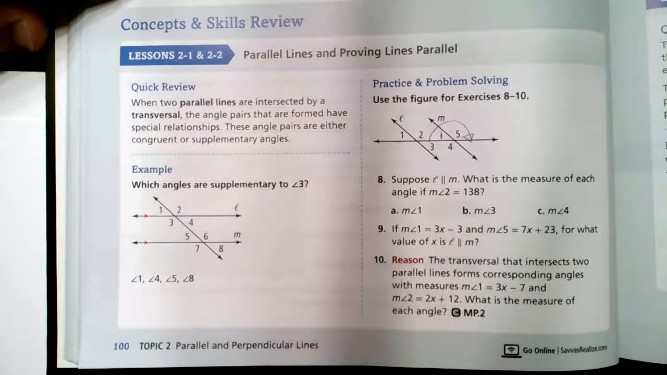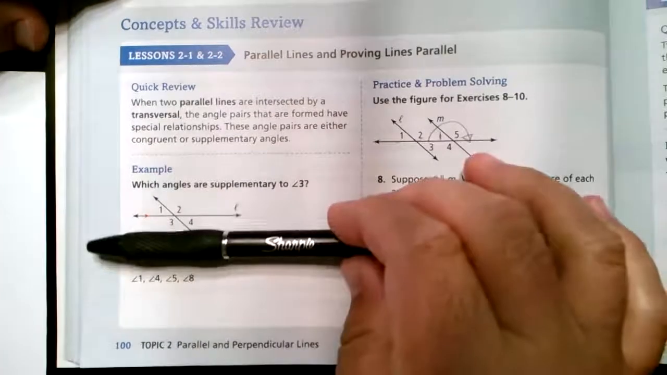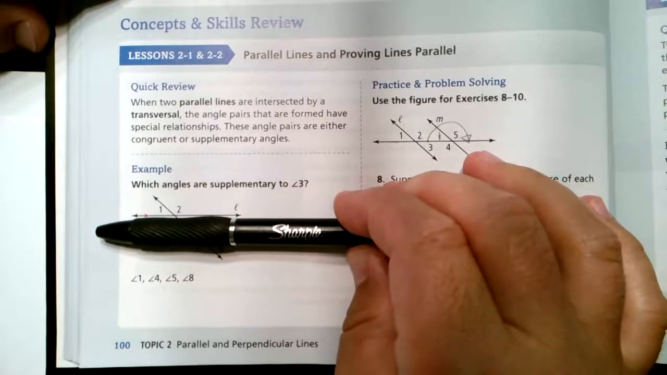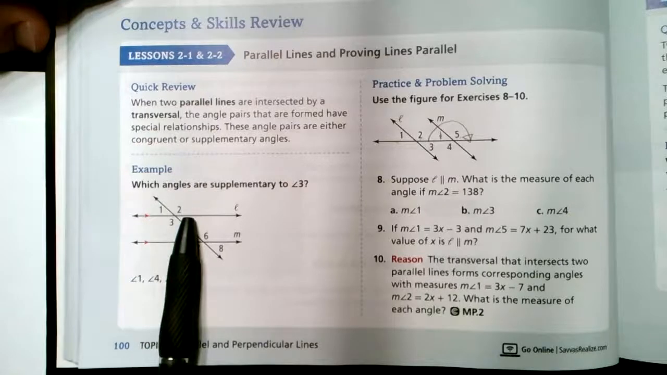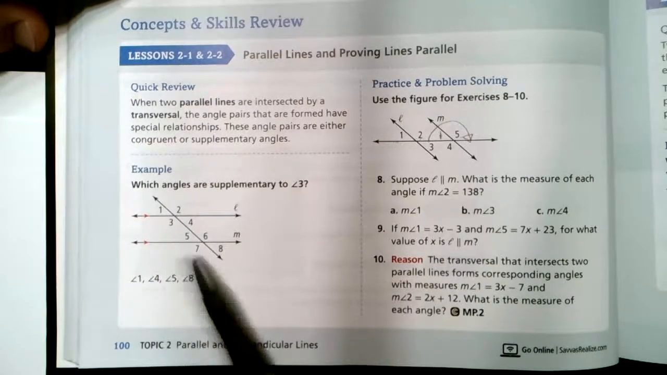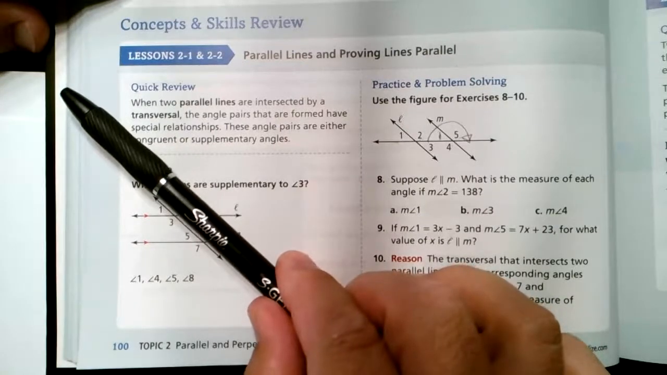Supplementary angles are angles that add up to 180 degrees. So for example, 1 and 2. If you notice, they both lie on a straight line, right? Angles 1 and 2 form that straight line. So those are supplementary. They add up to 180. Other ones are like 5 and 7, right off that transversal. You see that 5 and 7 form that straight line.